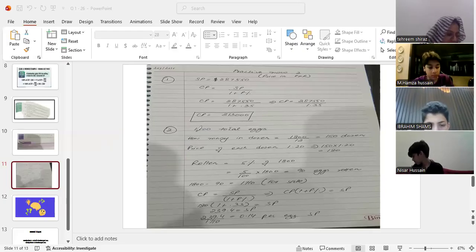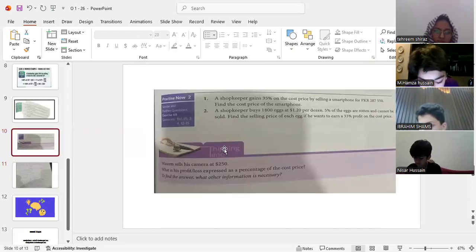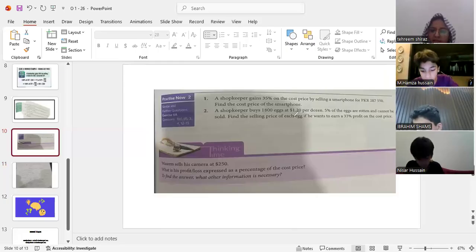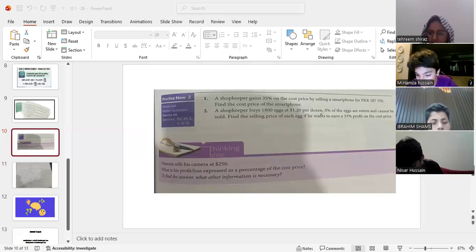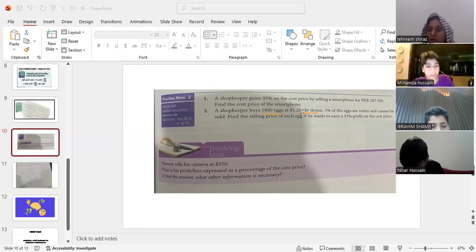Okay, let's start question number 2 of the practice now. The question is: a shopkeeper buys 1800 eggs at $1.20 per dozen. He has bought 1800 eggs, but the price per dozen is given, that is 1.20. What we need to do, first of all, is convert the total eggs into dozens.